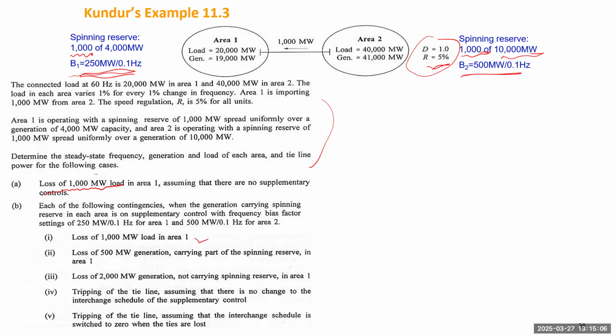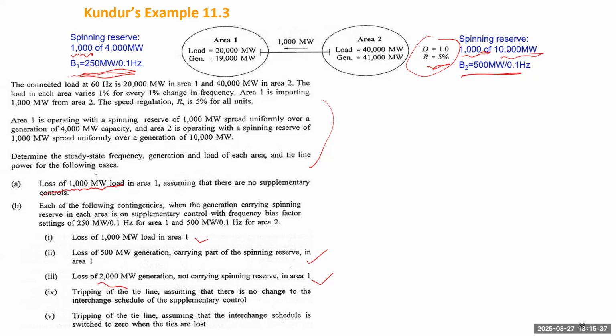And starting from the second sub-question, we consider loss of generation, but that can carry part of the spinning reserve, which means the spinning reserve may or may not be lost due to this contingency. Later there can be more loss of generation not carrying spinning reserve. So that one can encounter some situations of whether the spinning reserve is enough to mitigate this loss of generation. If it's not, the frequency may not go back to 60 hertz.